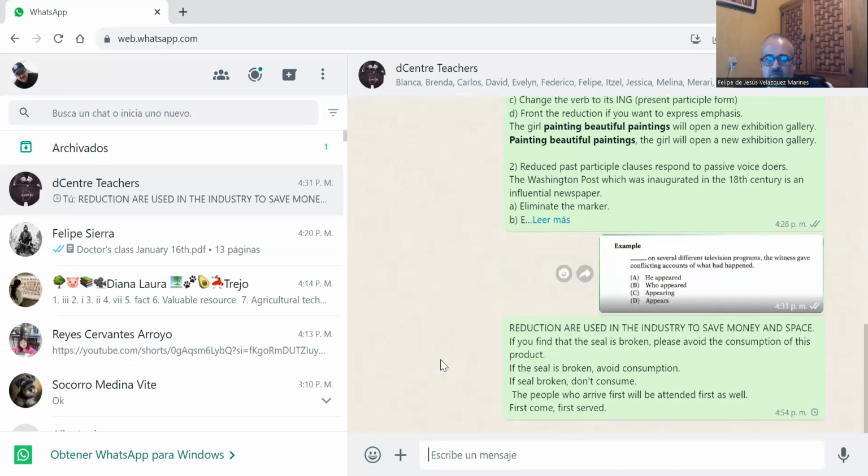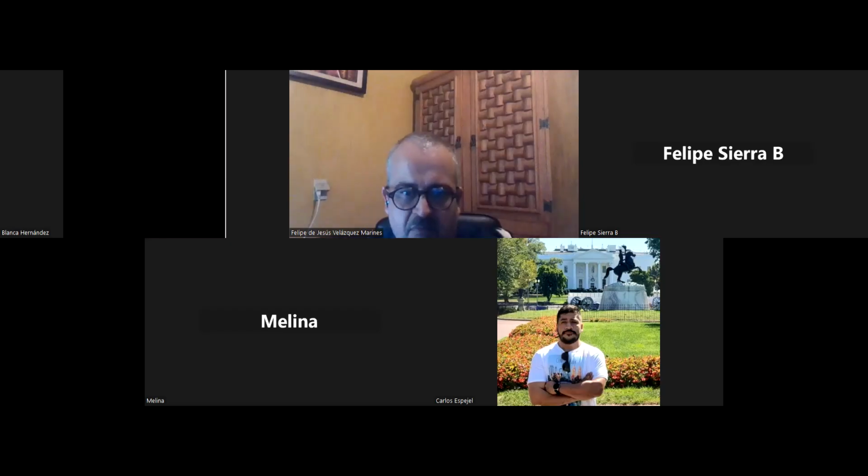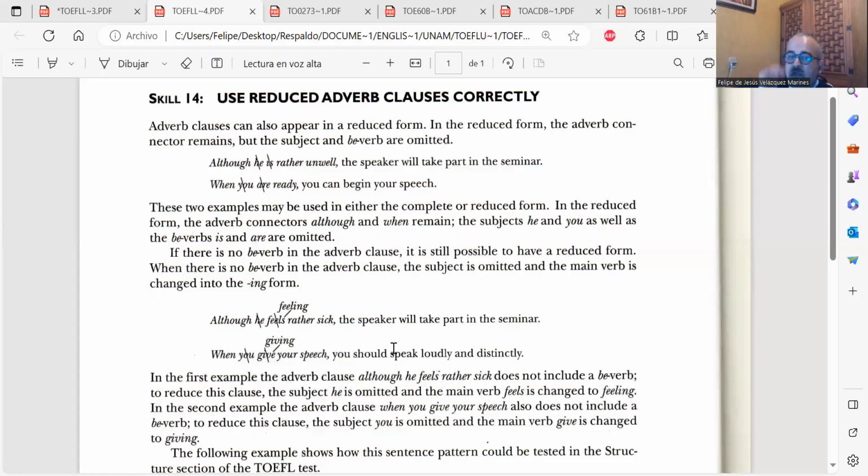Yes. Okay. So this is the importance of reductions, just to save time, to save energy, to save printing. Yes, to save money and space. Money, time, and space. Okay.